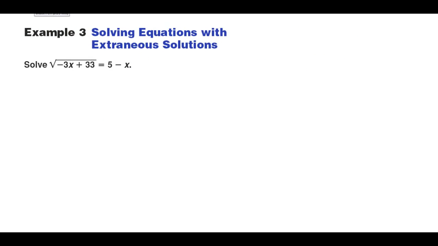Excellent. Now look at example 3. Just like before, don't forget that when you plug them in, you could get extraneous solutions. Most likely you're putting a negative under a radical, so be careful. So as I go ahead and solve this problem, remember step 1, isolate the radical.